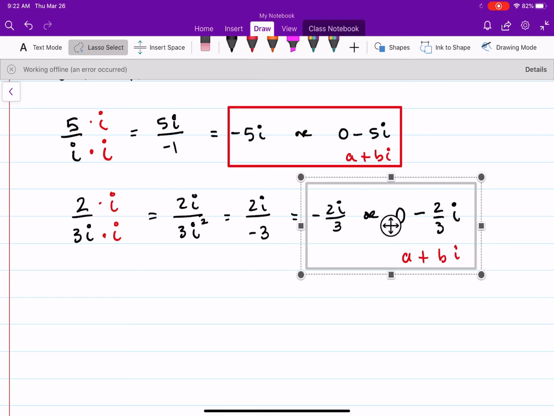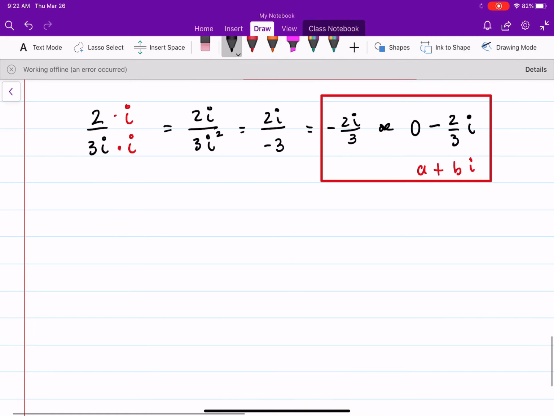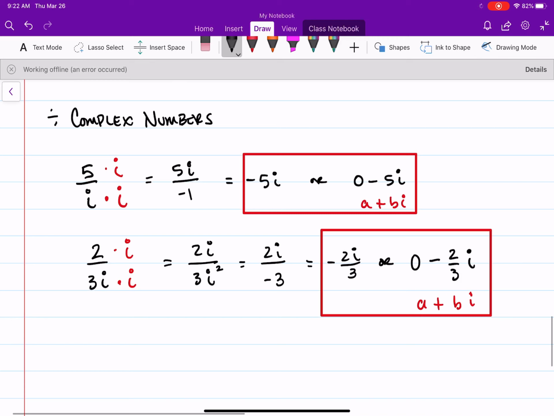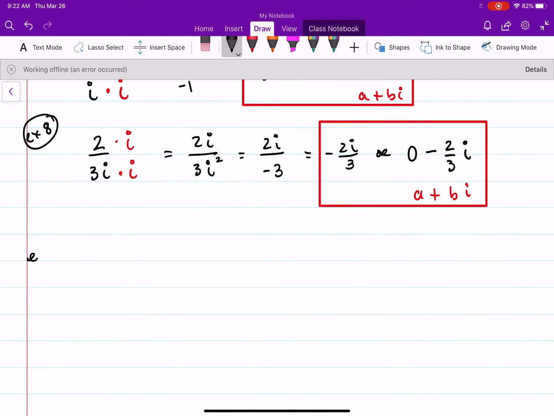Here we go. All right. But what if the denominator was a binomial? I lost track of the examples here. This is example 7, example 8, so we're down to example 9. So what if it was a binomial?